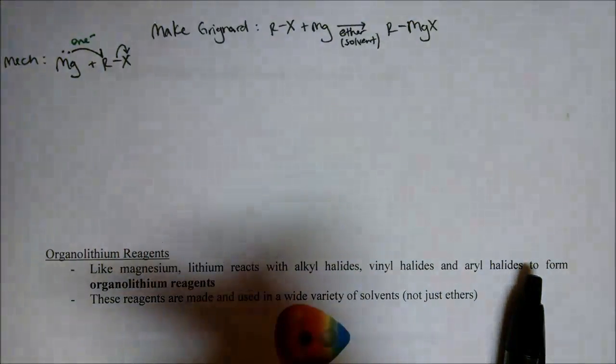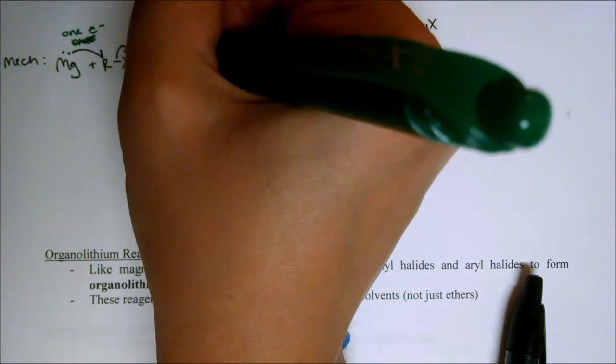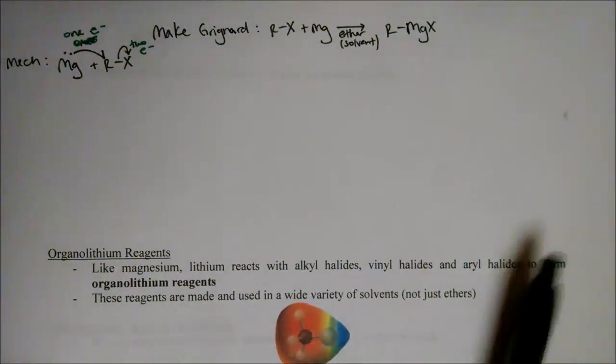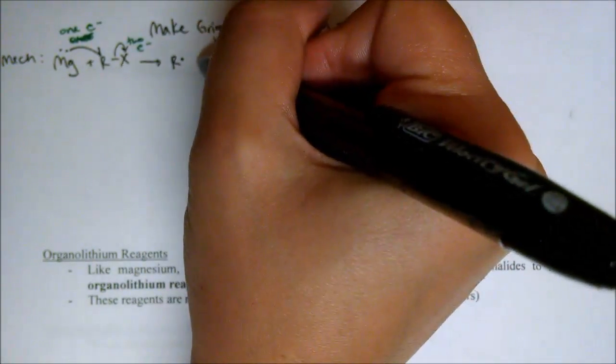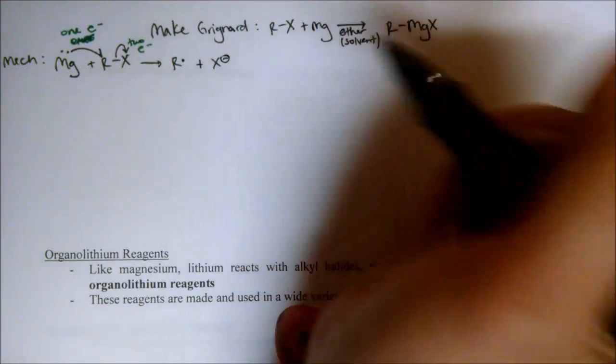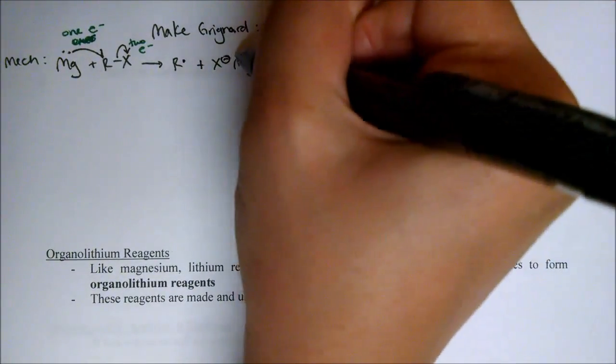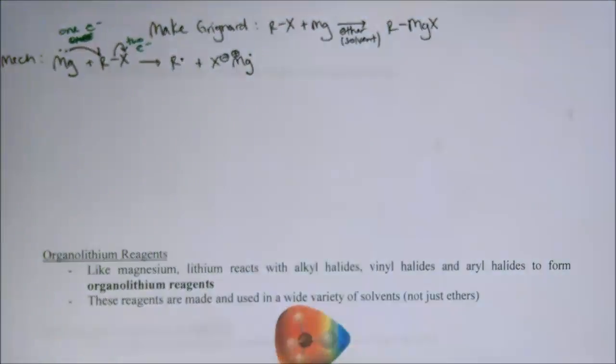But we can't expand carbon's octet. Something has to happen. So we move 1 electron here, but we can't expand carbon's octet, and so we move 2 electrons onto the halide. And the halide leaves to give us R dot plus X minus. And since we lost an electron from magnesium, it also coordinates to the halide, because it's got a plus charge, but it still has its one valence electron left over.